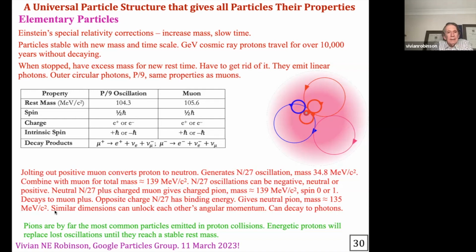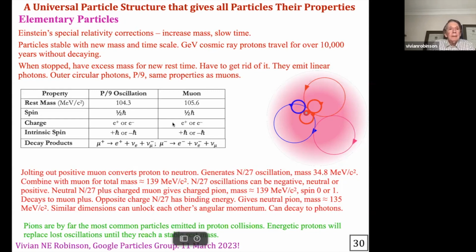And the similar dimensions means that the two radii only differ by a factor of 3, so the two can actually sometimes release each other's angular momentum, in which case they will decay to photons as well as decaying to muons, as shown here. Because pions are by far the most common particles emitted in proton collisions and in energetic protons, they just keep replacing the lost oscillations until they reach a stable state.